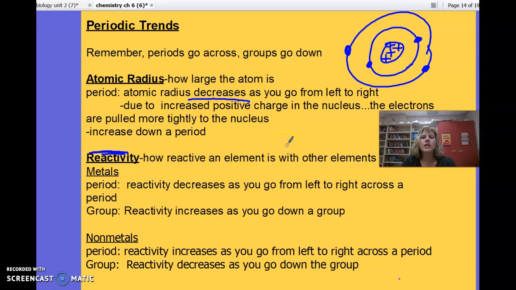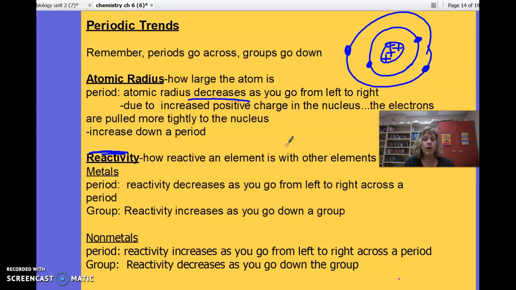Reactivity, how reactive an element is with other elements. Metals, you guys saw this in your lab. Metals, reactivity decreases as you go from left to right, as you move across. As you go from left to right, it decreases, but as you go down a group in metals, it increases. Non-metals, completely the opposite.